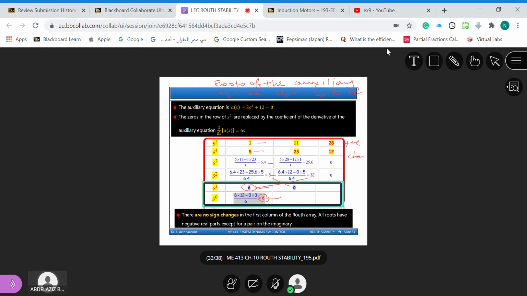So it means we will solve this equation. We will solve 3s squared plus 12 is equal to 0. If you take 3 outside, you will have s squared plus 4 is equal to 0, and you will find s is equal to plus or minus j2. What does this mean? It means that your system is marginally stable because the pole is pure imaginary, and the frequency of oscillation is 2 radians per second.